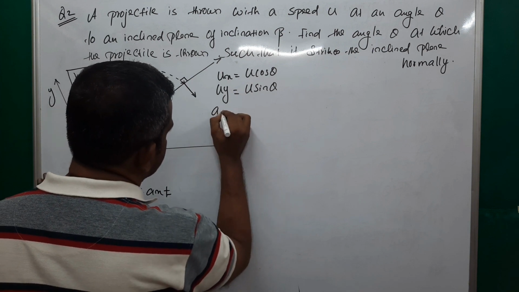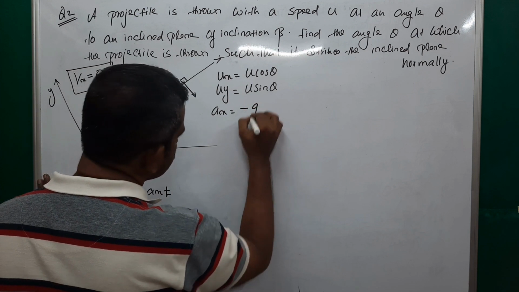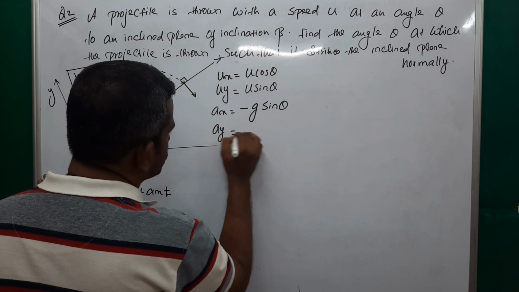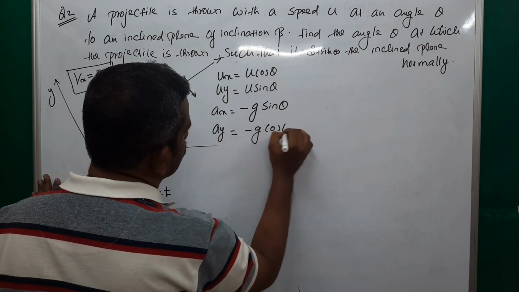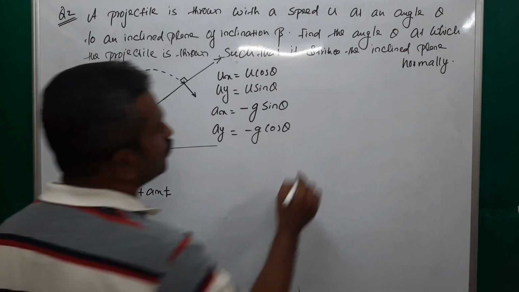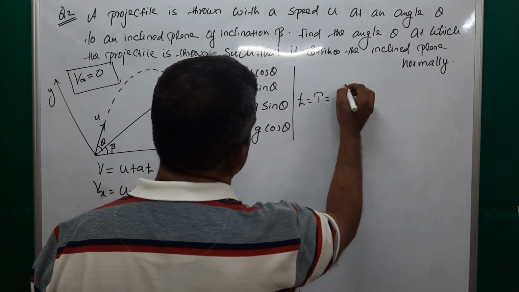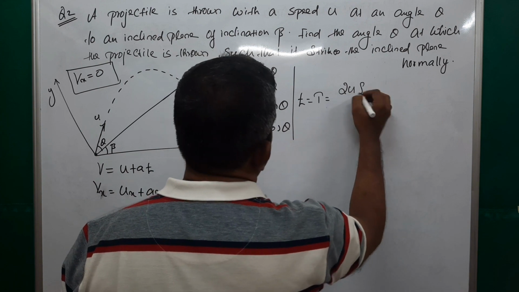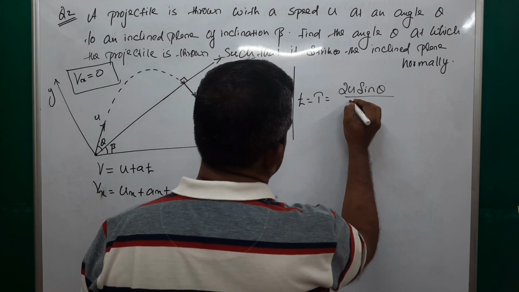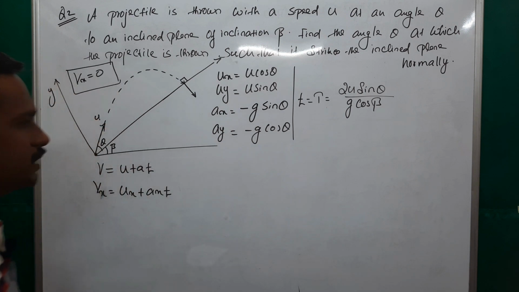Ax is equal to minus g sin beta, and Ay is equal to minus g cos beta. Here, T is the time of flight. T is equal to 2U sin theta divided by g cos beta.